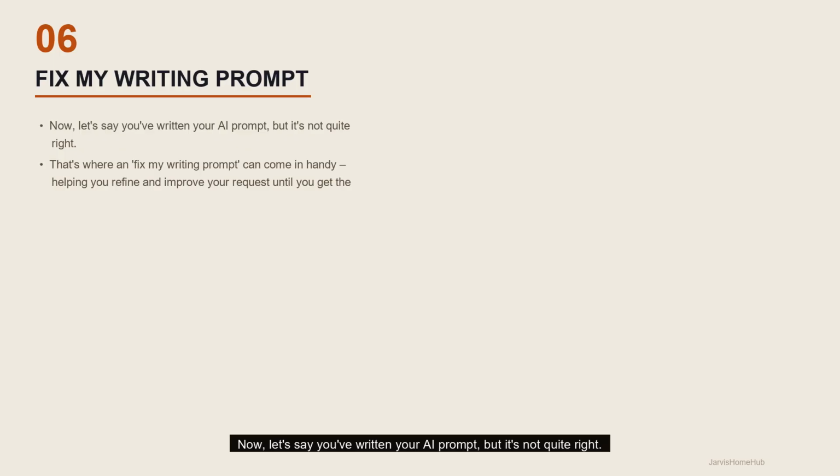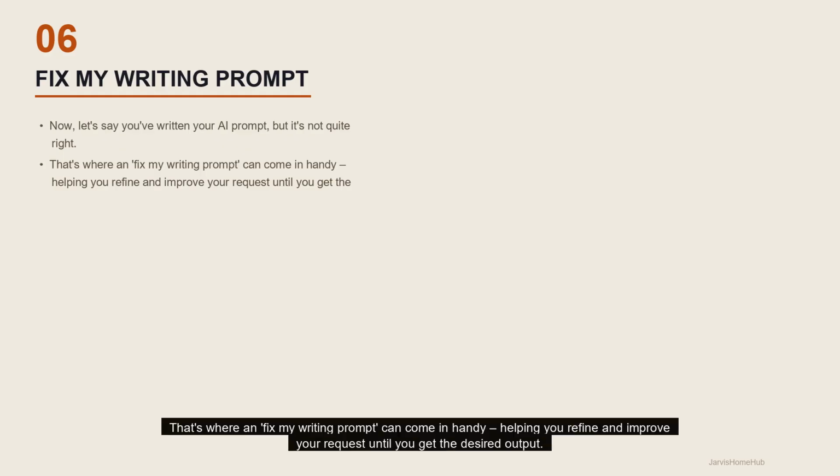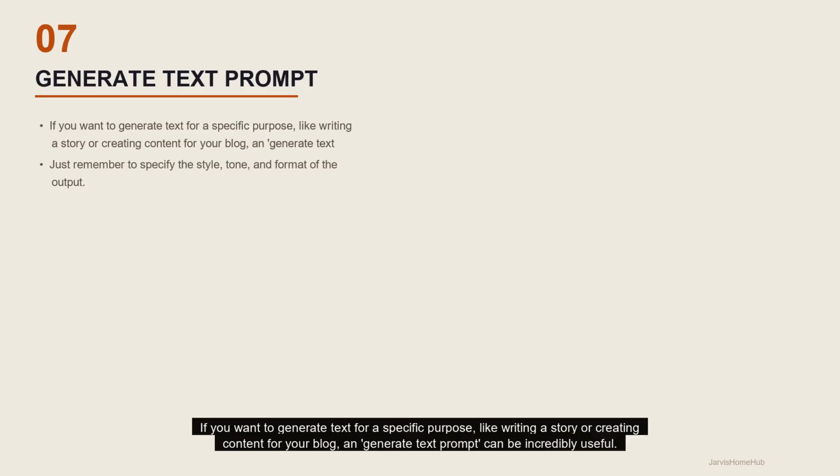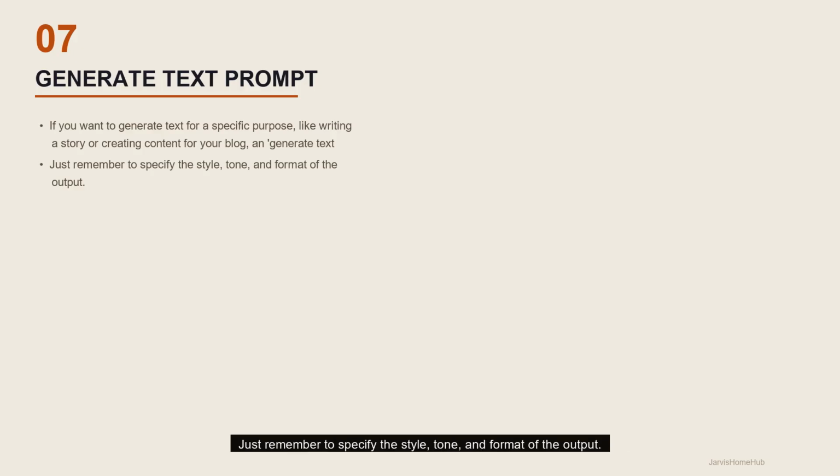Now, let's say you've written your AI prompt, but it's not quite right. That's where a Fix My Writing prompt can come in handy, helping you refine and improve your request until you get the desired output. If you want to generate text for a specific purpose, like writing a story or creating content for your blog, a Generate Text prompt can be incredibly useful. Just remember to specify the style, tone, and format of the output.